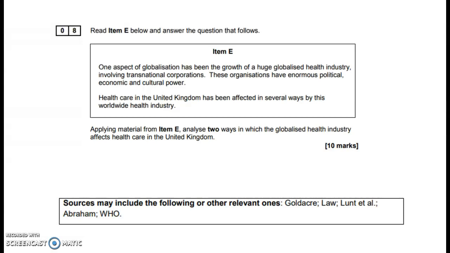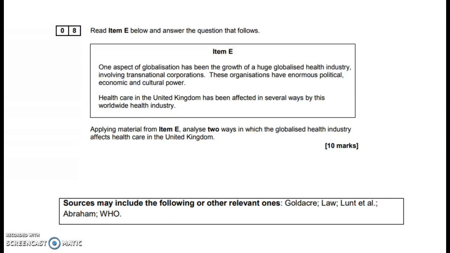Now the next one, this is a tricky 10-mark question where you have to use ideas from the item. So it's asking you to analyse 2 ways in which the globalised health industry affects healthcare in the UK. In the item, it's quite broad. It's not as specific as sometimes the items can be. So we need to be very aware that we need to be careful in selecting quotes to show and shout and scream at the examiner, I have read the item, I have included the item.